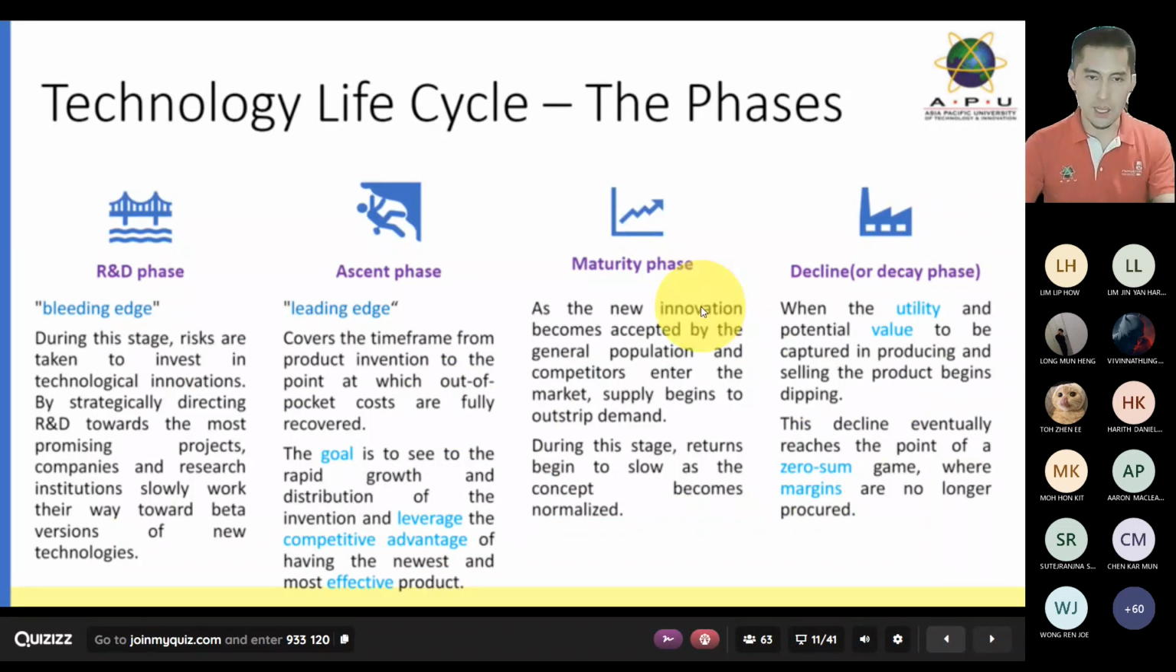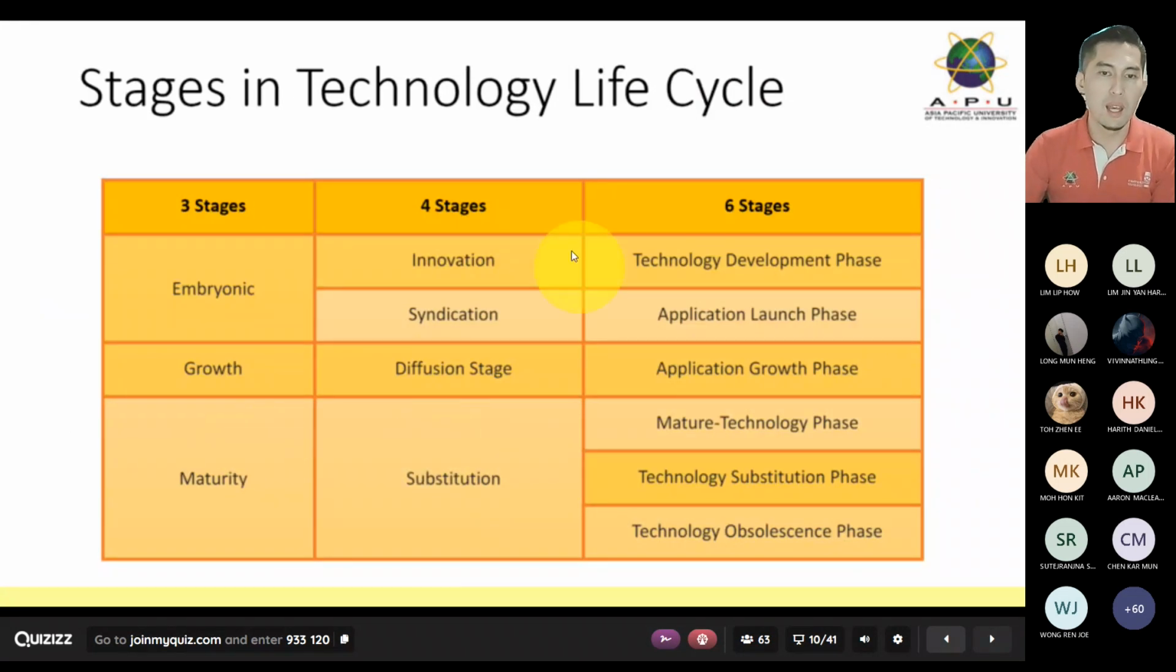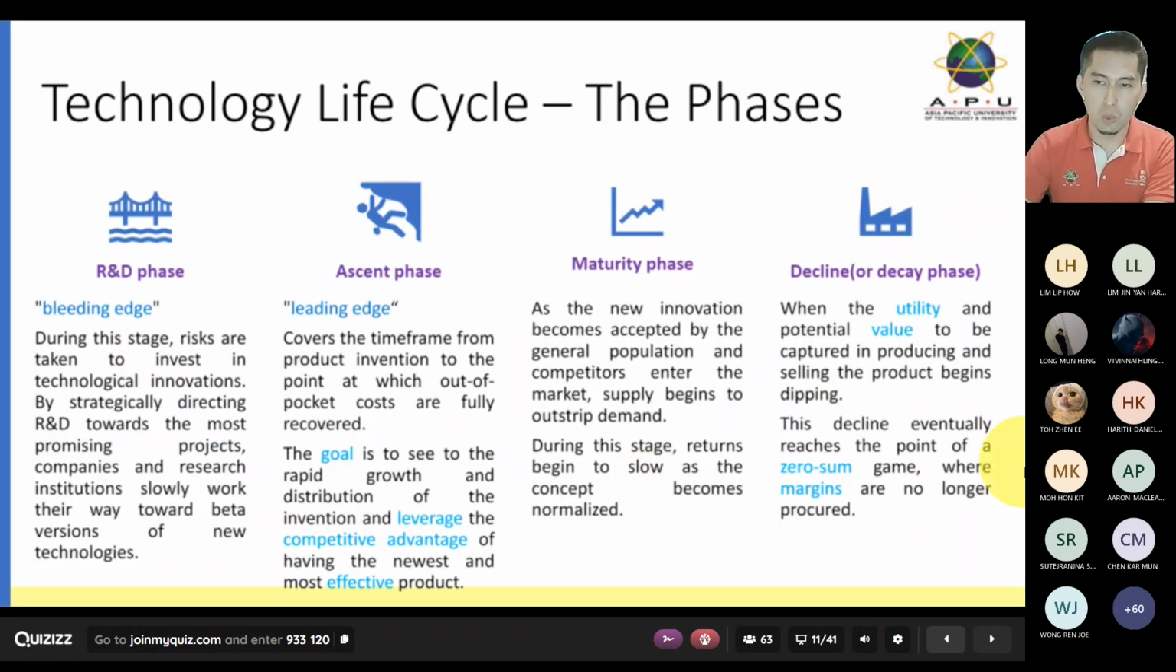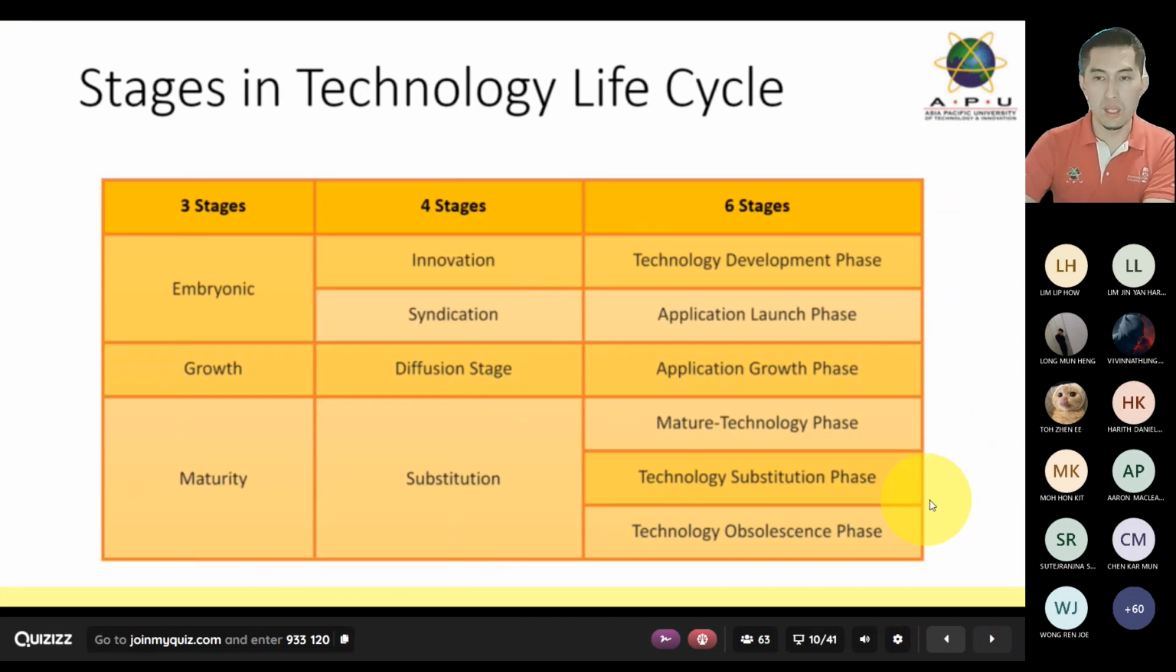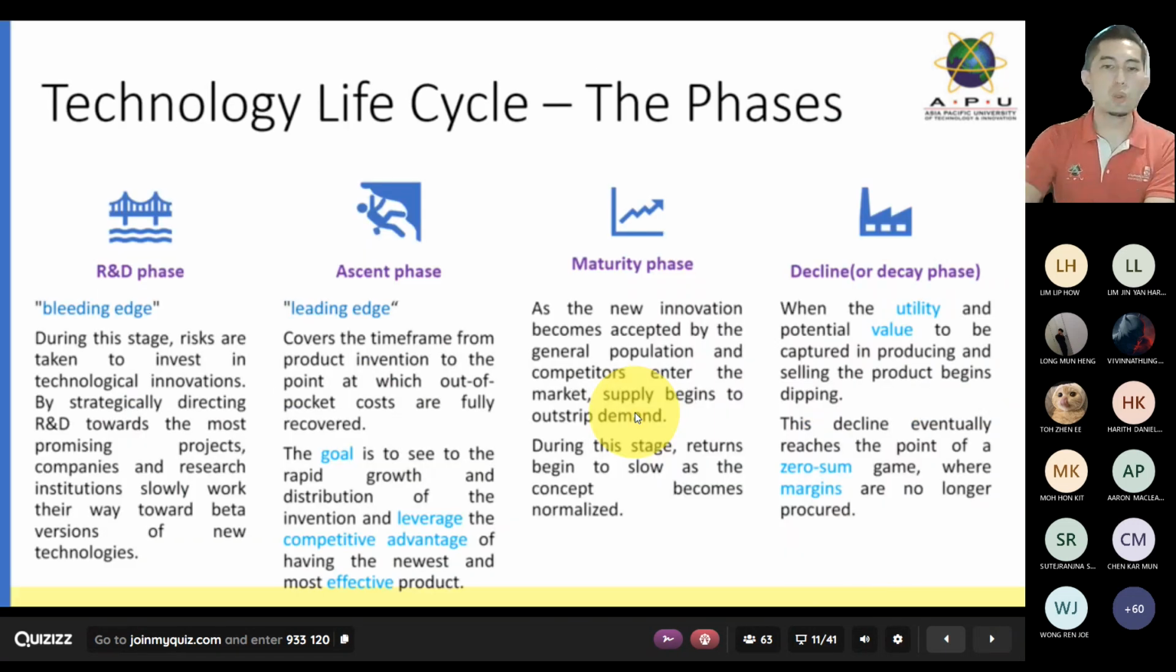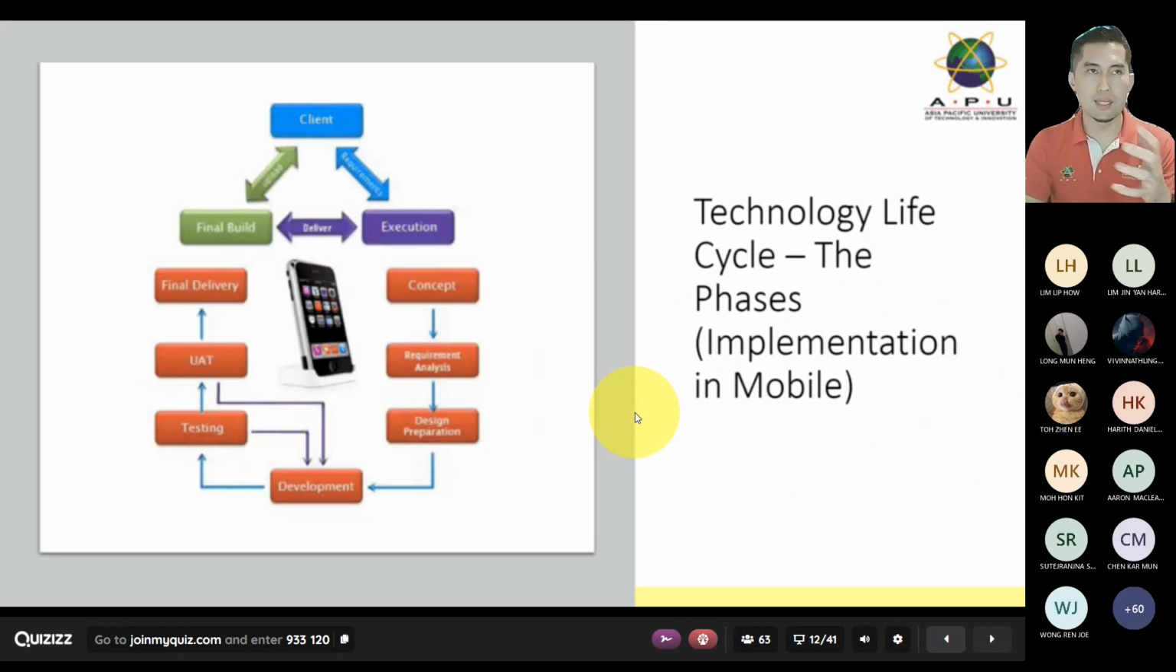Maturity, of course, is the same here. You see the word maturity as well. And for the 4-stage technology life cycle, they use the term substitution. Then, of course, towards the end is decline, the decay phase, whereby it becomes obsolete. So in the 6 stages technology life cycle, you see the word there, obsolete. So it goes through very standard stages or phases as it goes across.